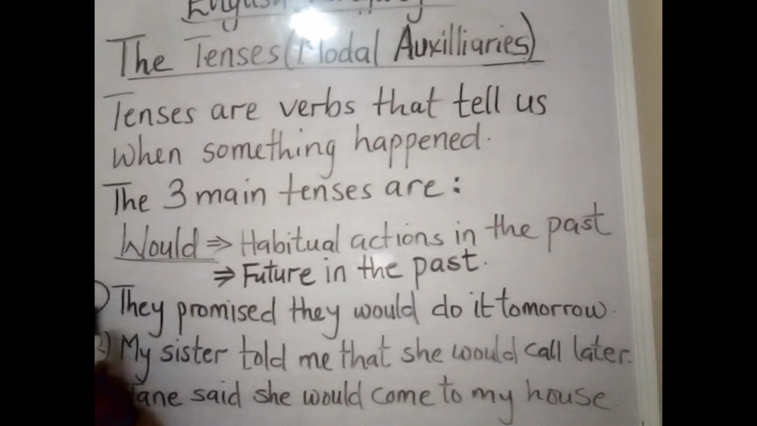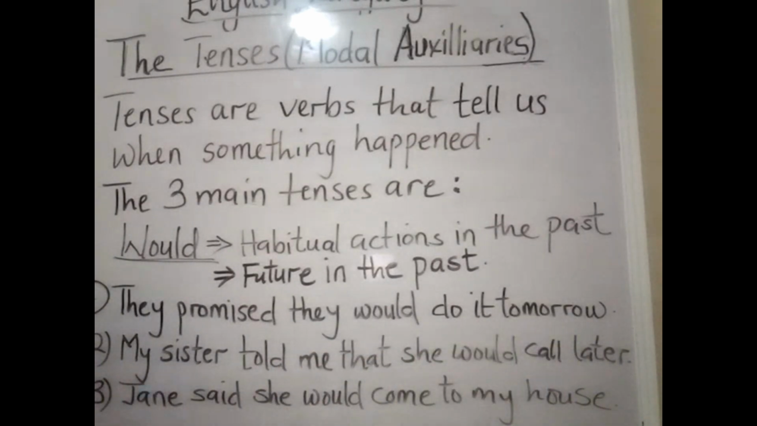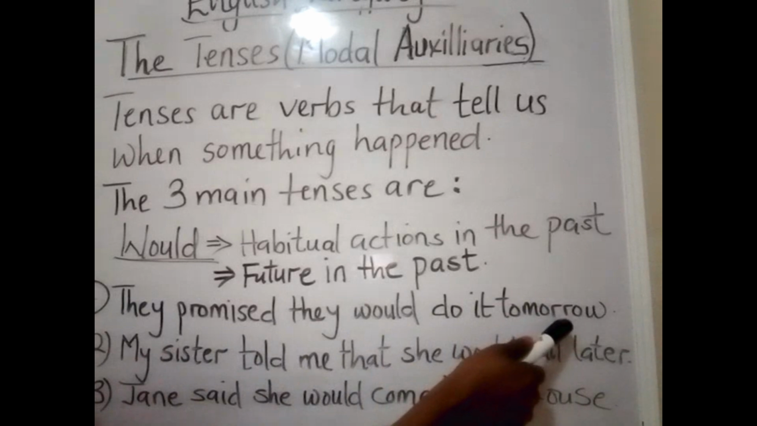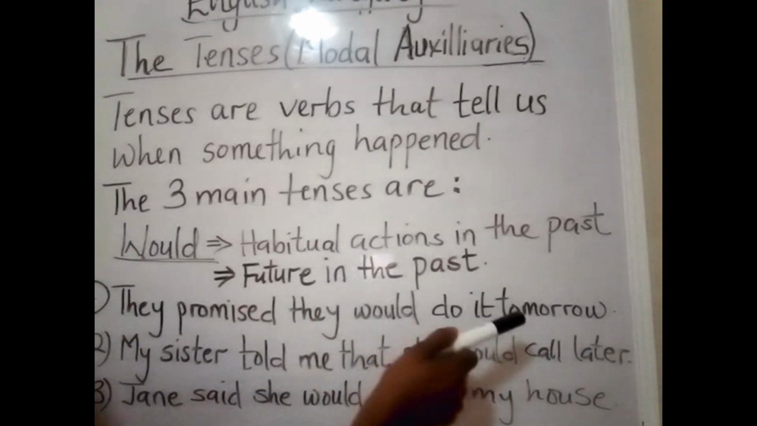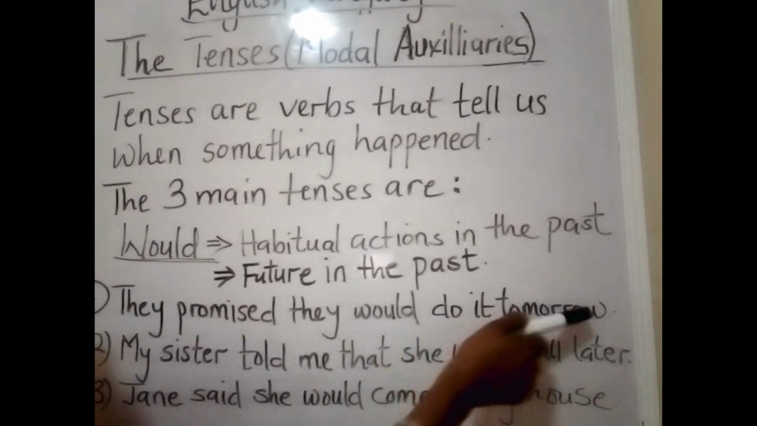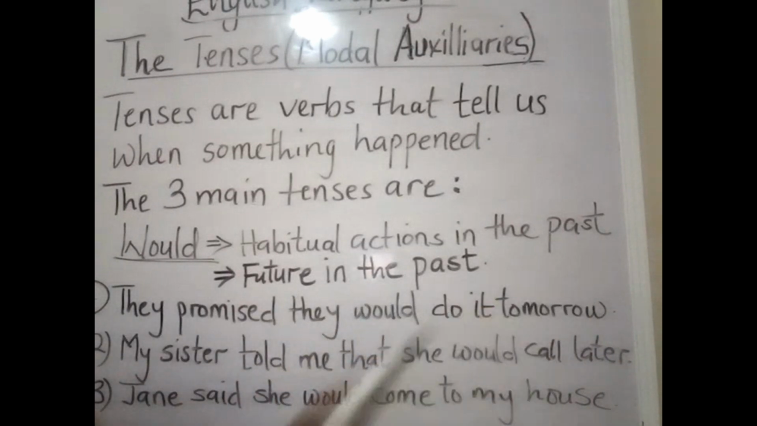The first one here says, they promised they would do it tomorrow. Now this is something that will be done in the future, but a promise was made in the past. A promise was made in the past, but the job or whatever it is would be done in the future. So they promised they would do it tomorrow.